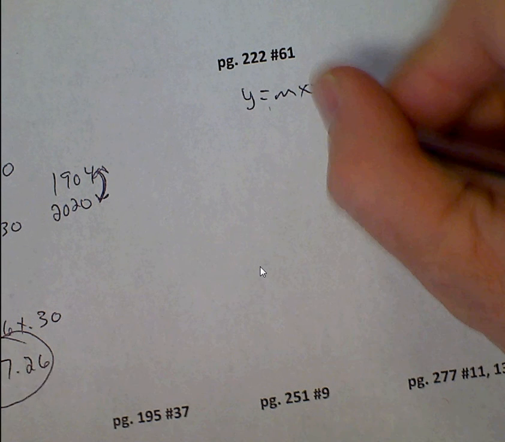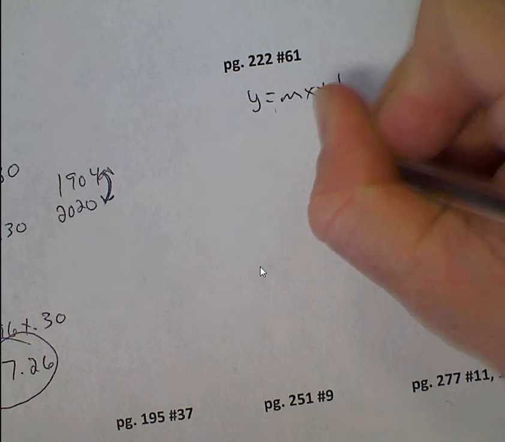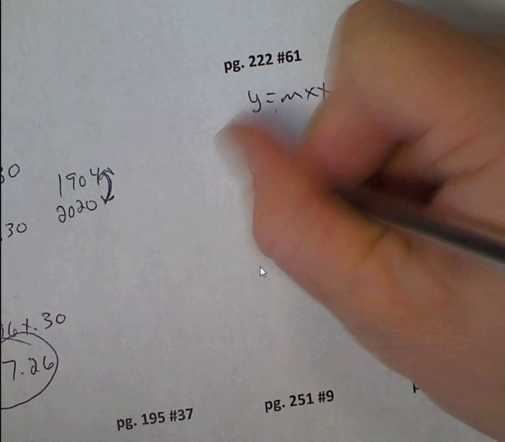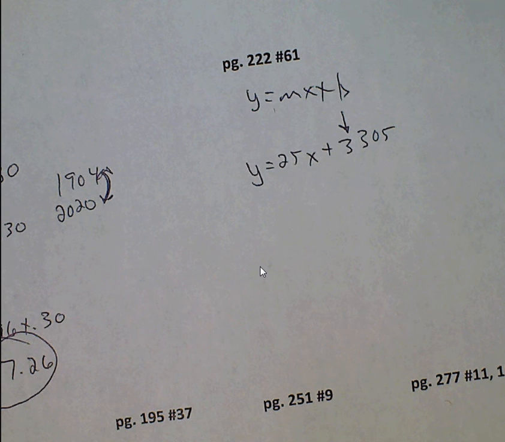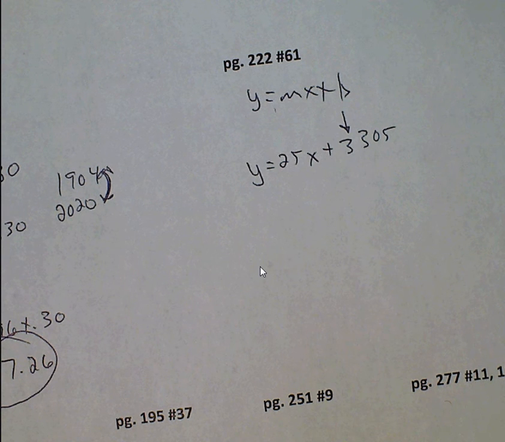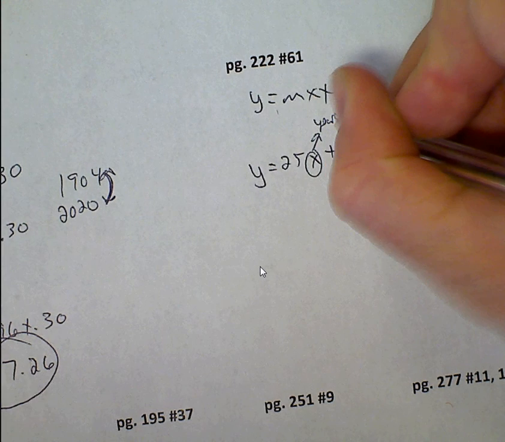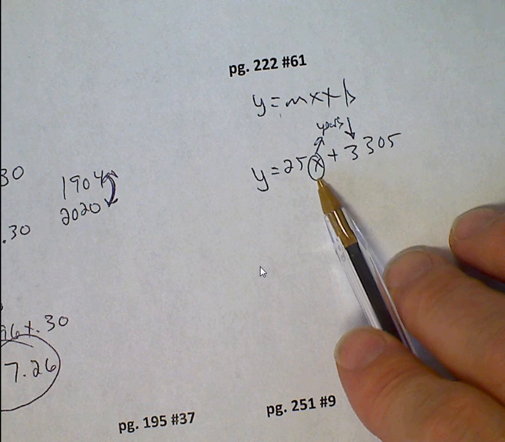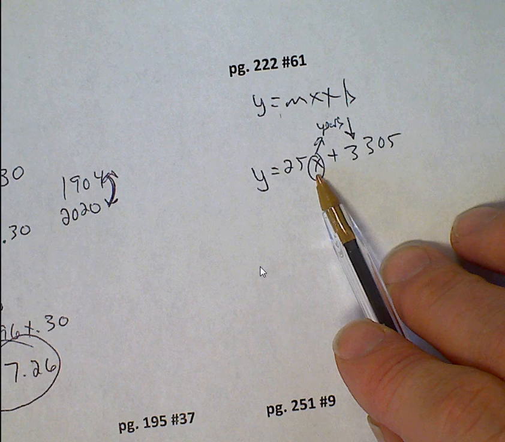So we started at 3,305 phones. And then it says 25 phones per day. Okay? But then it actually tells me we have to have P for phones and T for years. So I know this stands for years because it's 25 phones per day. So they want T for years. They're trying to trick us.